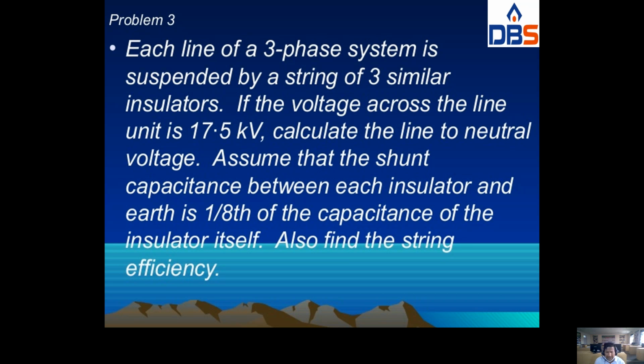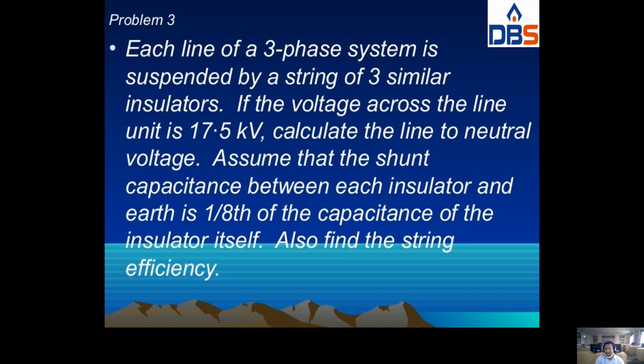So number 3, each line of a 3-phase system is suspended by a string of 3 similar insulators. Again, they given 3 insulators. Most of the times they given 3 insulators, sometimes 4, rarely they given 5, right? So 3 insulators. The voltage across the line unit is 17.5 kV. They given the voltage across the string value in line. Calculate the line to neutral voltage.